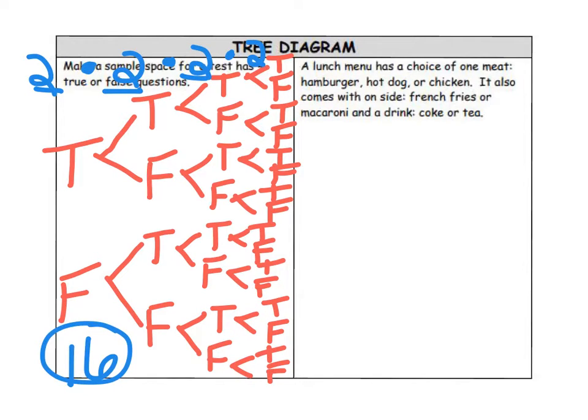So when you go to a fast food restaurant, you have choices, right? You have many choices. And you have to make them while you're there. They're asking you if you want a hamburger, a chicken burger, or if you want fries or curly fries, or what kind of soft drink do you want, things like that. So this is the same thing. So it says a lunch menu has a choice of one meat, which is hamburger, hot dog, or chicken. It also comes with a side of French fries or macaroni, and then a drink of Coke or tea. So let's go ahead and do this.